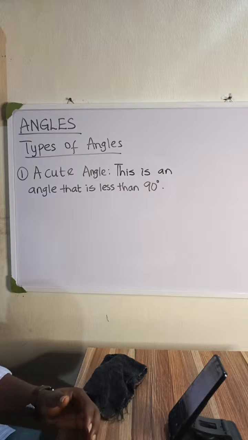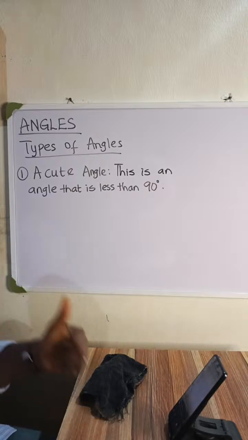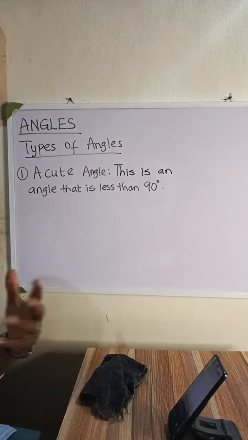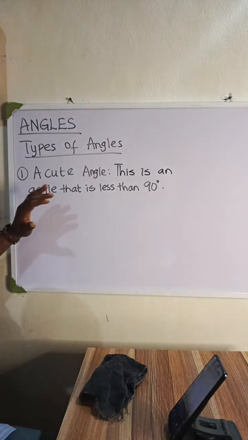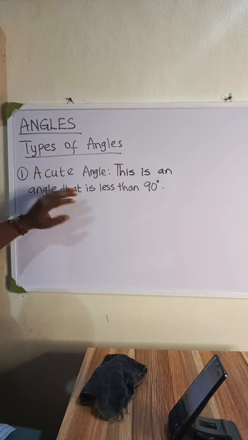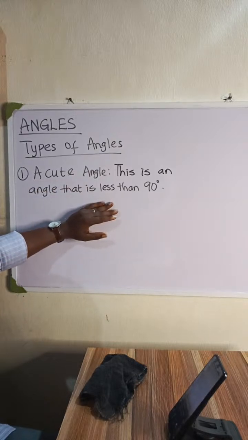Remember, the topic we are looking at this week is angles, triangles, and polygons. So today we are starting from angles. An acute angle is an angle that is less than 90 degrees.